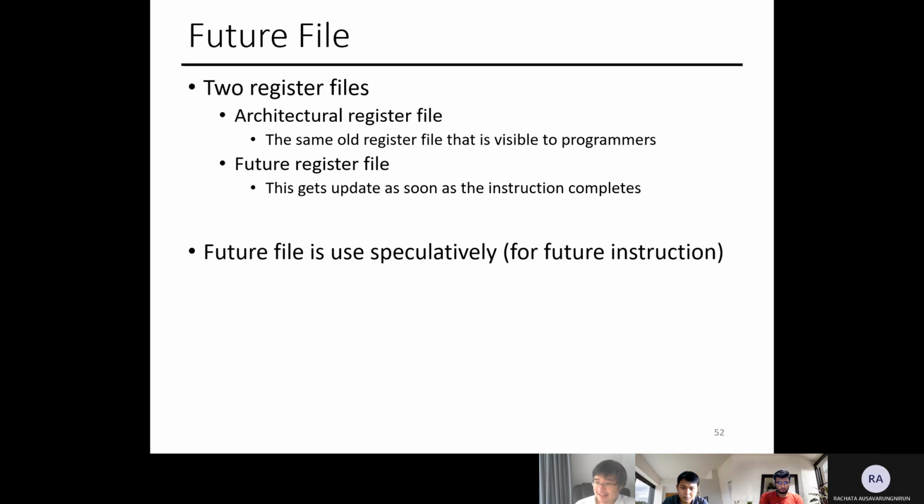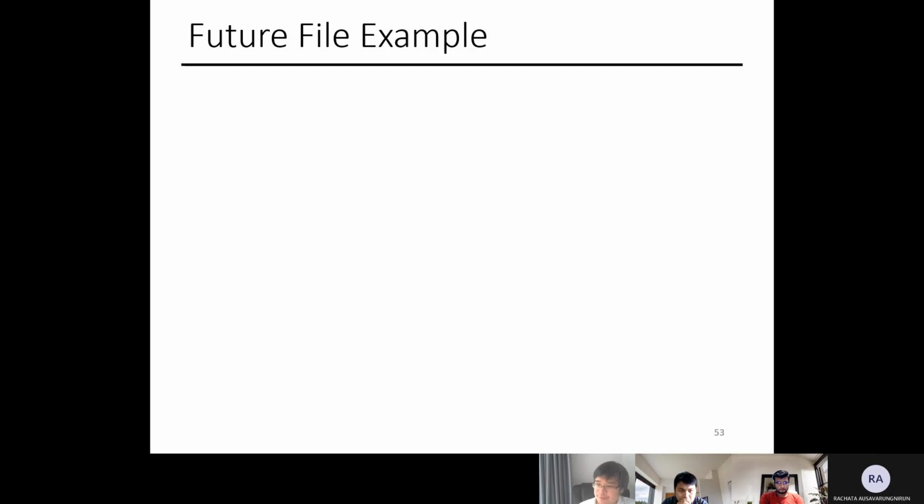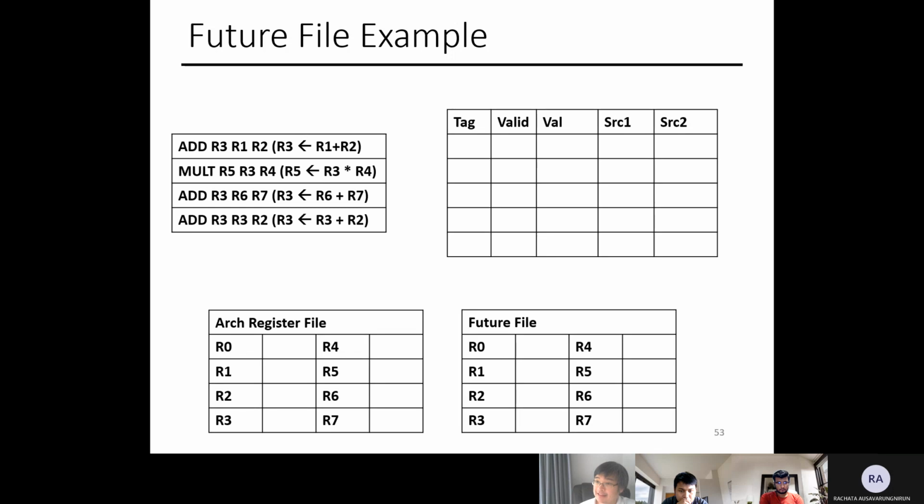Future file is maintained so that you can use it in the future. If a future instruction needs that in the pipeline, here you go, that's the data. Architectural register file is used for state recovery. For the interest of time, this is a little bit complicated, so we will do this next lecture because I kind of want to wrap things up, including the project proposal and review, right?